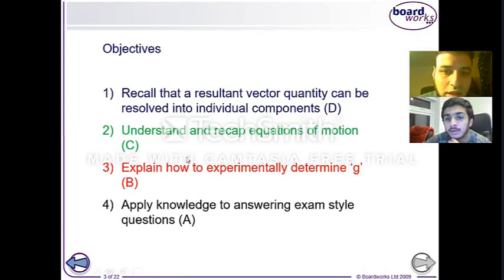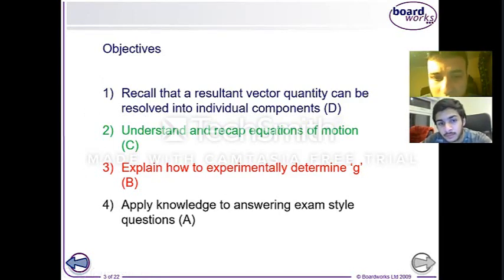The third thing we're going to do is explain how to experimentally determine gravity. So if I want to find out the value of gravity on this Earth, the value of gravity is 9.81, as a number. If I want to find that value out, what experiments could I do to help me figure that value out? After we do those 3 objectives, we're going to apply our knowledge of all those 3 things in terms of doing exam-style questions. Clear? All right. So let's start recapping last week's lesson.